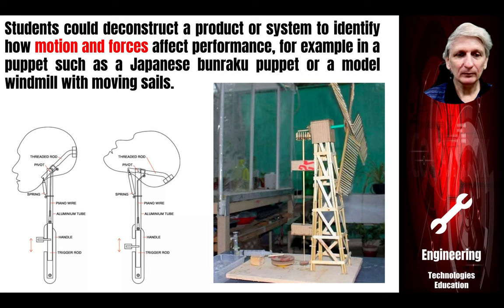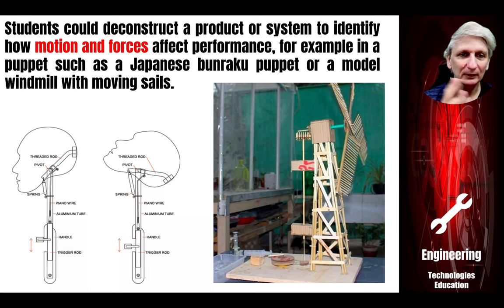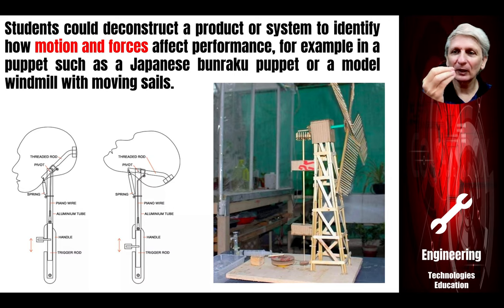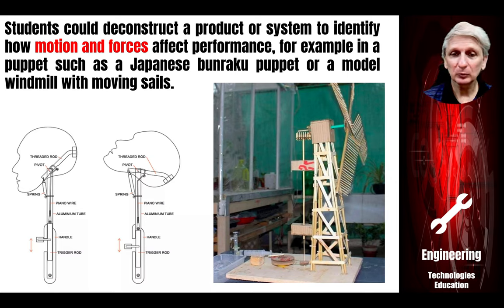Now, in this example, looking at how motion and forces can affect performance. So, one approach is looking at puppets, such as Japanese puppets, and how we can use different levers on those to move the puppet's head, through to creating model windmills with sails that have a little pump that can pump water. So we can explore how motion can affect things.